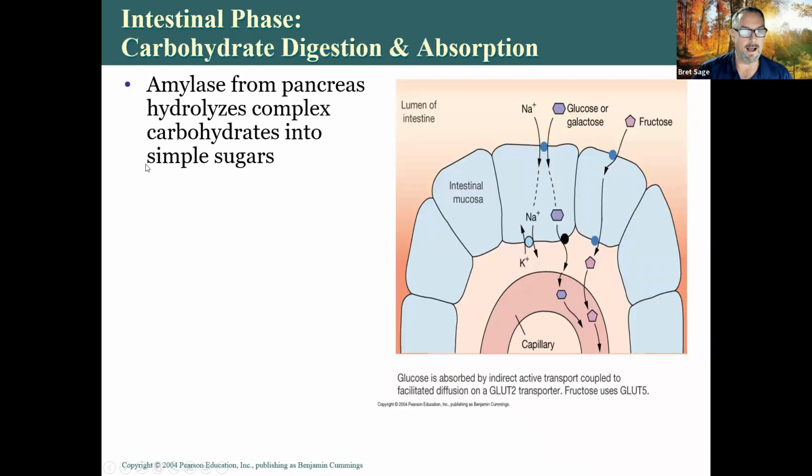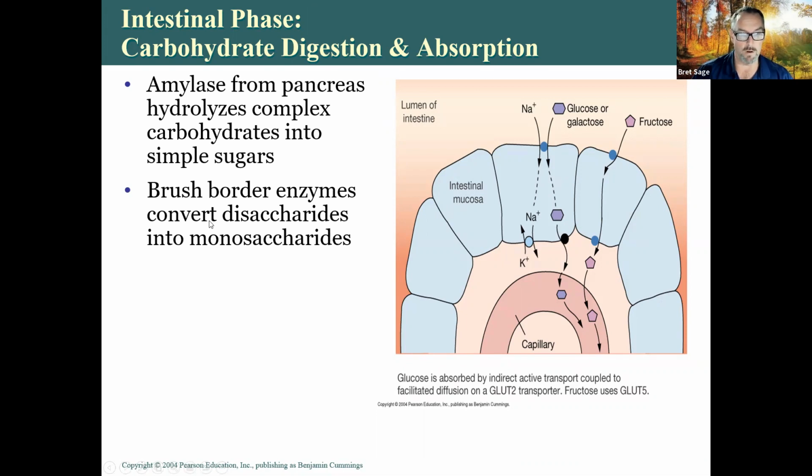Okay. All right. Carbohydrate digestion in the intestines. Amylase from the pancreas hydrolyzes, that means using water to break down from large particles to small, complex carbohydrates into simple sugars. Brush border enzymes are enzymes that are found right on the surface of these cells. They convert disaccharides into monosaccharides.